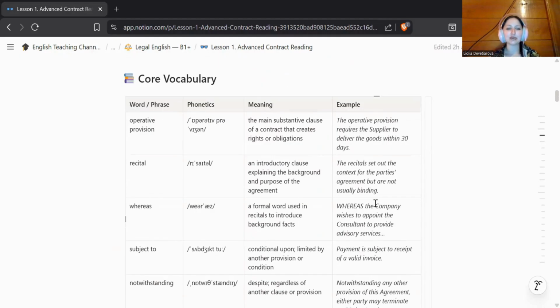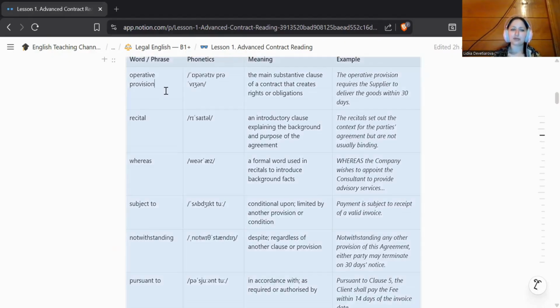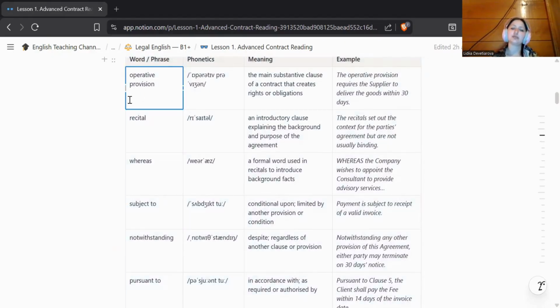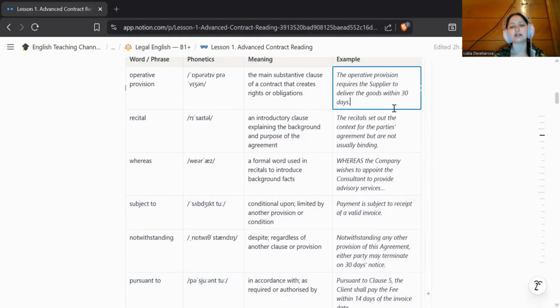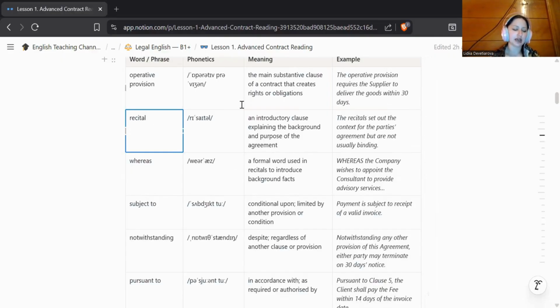So, let's go. Let's start with a little vocabulary part. Operative provision. So, operative provision is the main substantive clause of a contract that creates rights or obligations. The operative provision requires the supplier to deliver the goods within 30 days. And by the way, you guys, you do not need to rush through the vocabulary. You can pause the video, take your time, read it, understand it, look up some more examples if you really need it. That is okay, yeah?